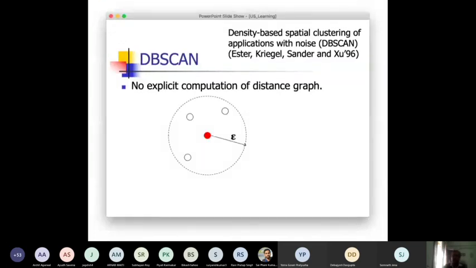So the idea here is that if you have a feature vector, then you can define a neighborhood around that feature vector in this way: there is a distance threshold epsilon. And if I assume this is a Euclidean distance, it would be hyperspherical in that space.